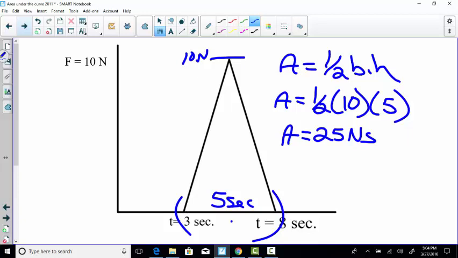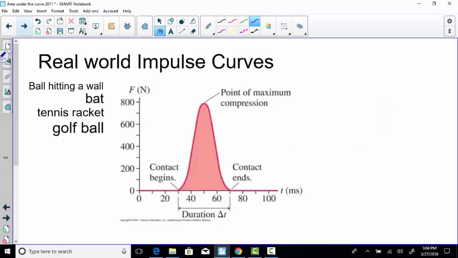Now, getting closer to the real world, you're going to have more things like this. And this is actually what you're going to see in the lab that we're going to do on Monday, right when you get back. We're going to do a lab on bungee jumping trolls, and we are going to figure out what the impulse is when you bungee jump. But this would be a real world situation where this is actually an impulse graph of something like a ball that's hitting a wall, or it could be a bat that's hitting a ball.